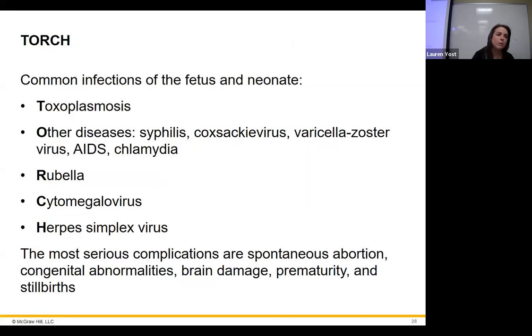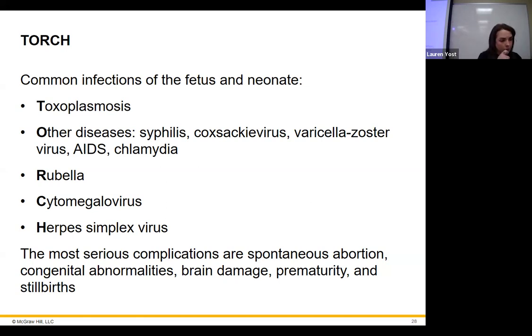So let's give some examples. We have an abbreviation for the ones that are associated with it. I hate this abbreviation. I'll tell you why in a moment. So it's TORCH. The first one, T, is toxoplasmosis. That's the protozoal infection you can get from handling affected cat feces, so the litter, right? That's why we say don't handle litter.